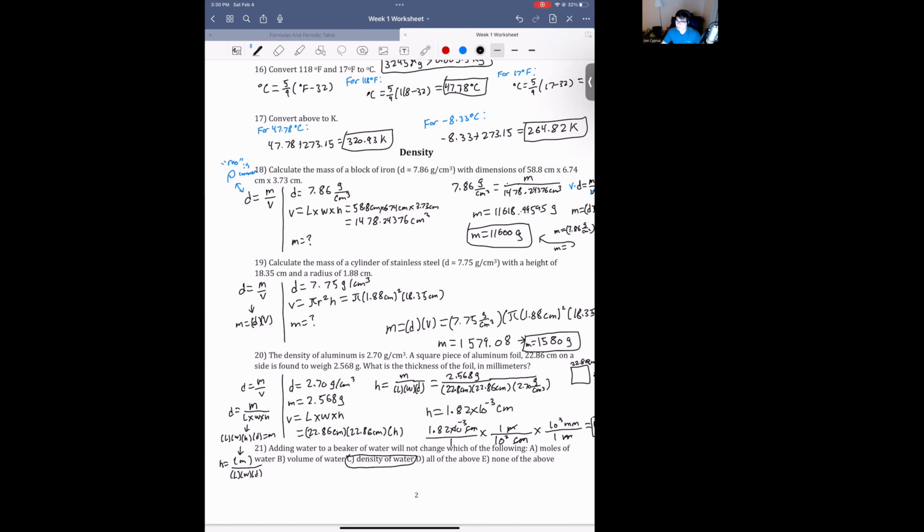So the volume of water does change, of course. And then the density does not. The density will be constant.